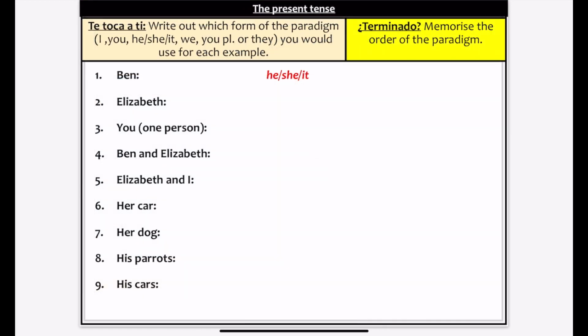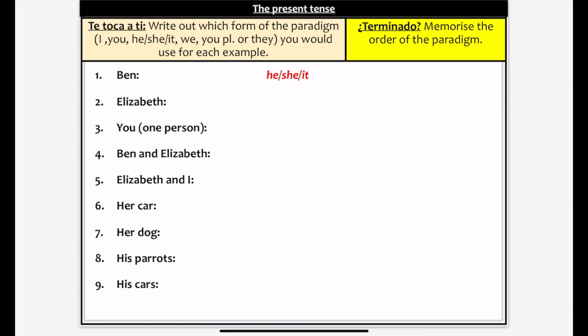So to practice using the paradigm, on the left-hand side of the screen you've got the numbers 1 to 9. You've got some people or things such as Ben, Elizabeth, you talking to one person, Ben and Elizabeth, Elizabeth and I, her car, her dog, his parrot, his cars. Next to it, you're going to write the subject pronoun that you would use. So for instance, Ben, instead of saying Ben all the time, I could use he. And that means I would use the he-shaped form of the paradigm.